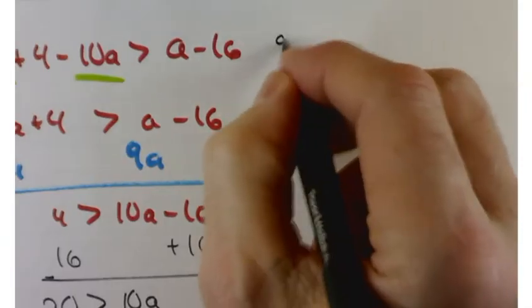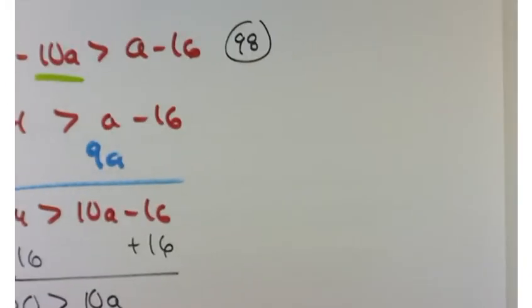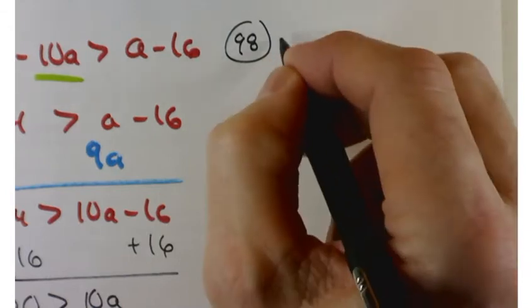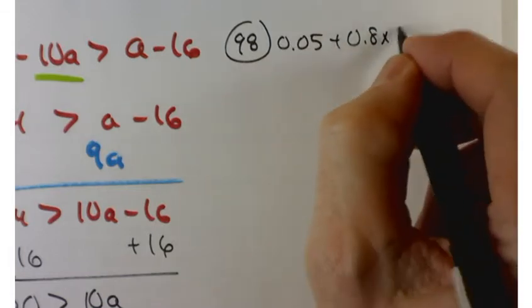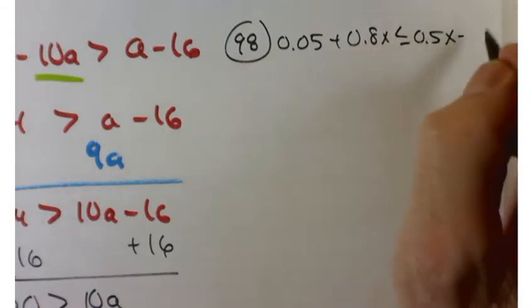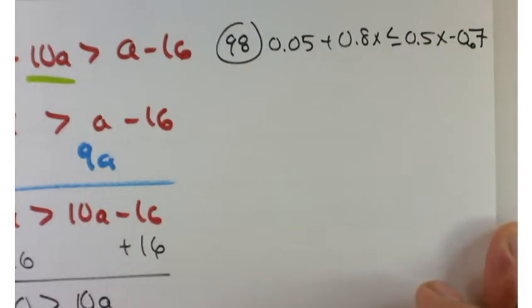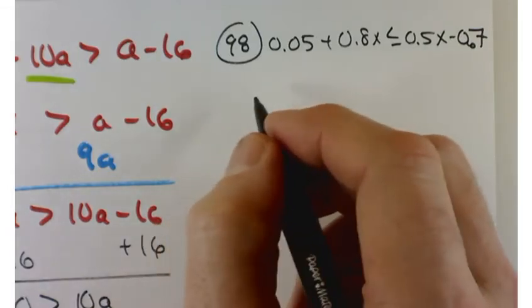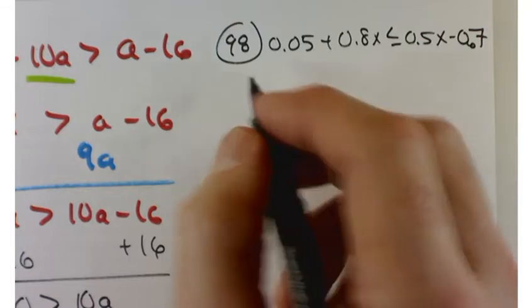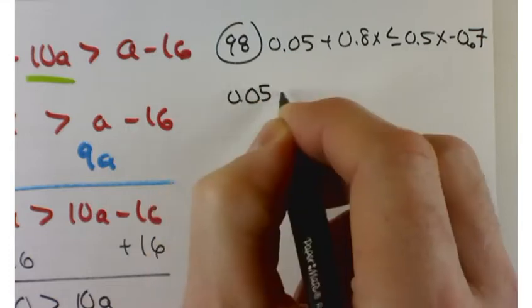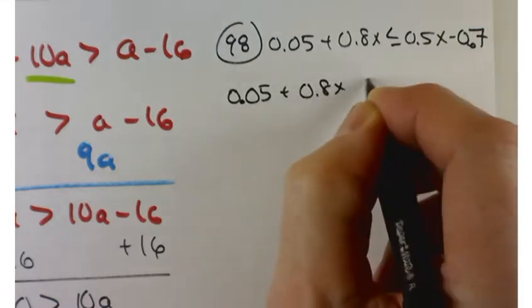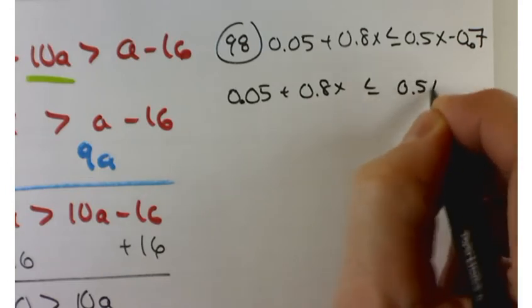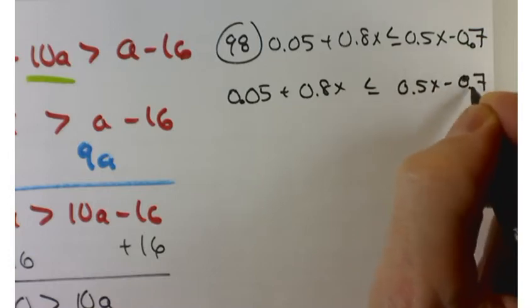You guys have enjoyed fractions so much that I thought I'd throw some decimals at you, just to round out the fun. So problem number 98, 0.005 plus 0.8x is less than or equal to 0.5x minus 0.7. Well, what would you suggest we do on this one? I mean, decimals are only slightly less offensive than fractions, so most of you probably won't like working with decimals too much. So what could I do to get rid of the decimals here?